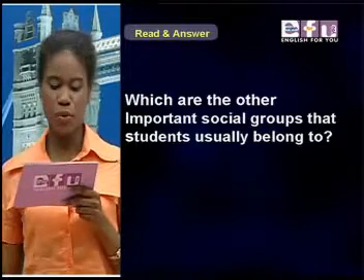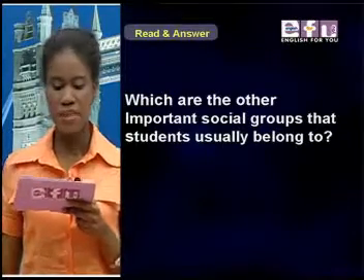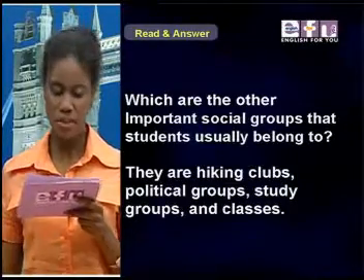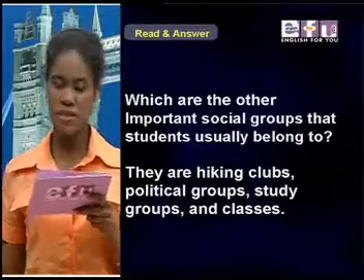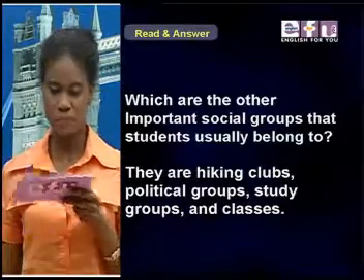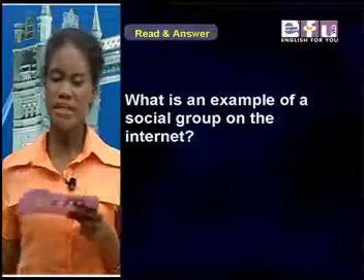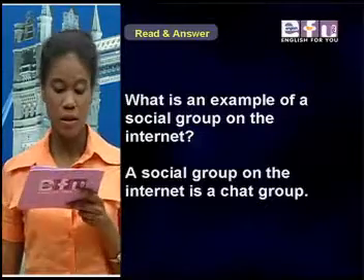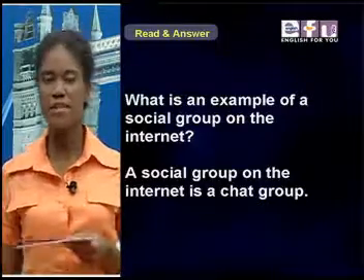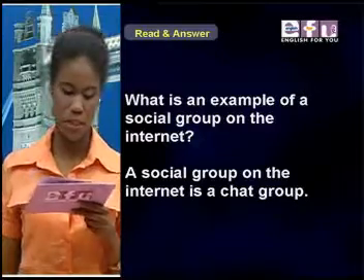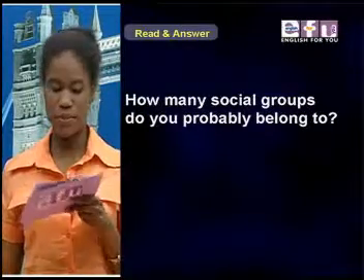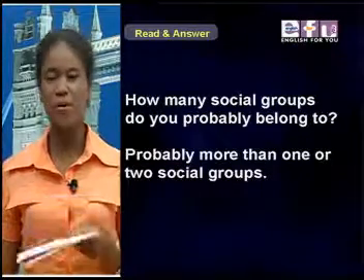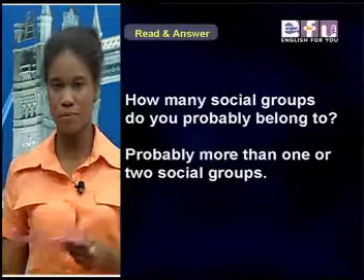Which are the other important social groups that students usually belong to? They are hiking clubs, political groups, study groups, and classes. What is an example of a social group on the internet? A social group on the internet is a chat group. How many social groups do you probably belong to? Probably more than one or two social groups.